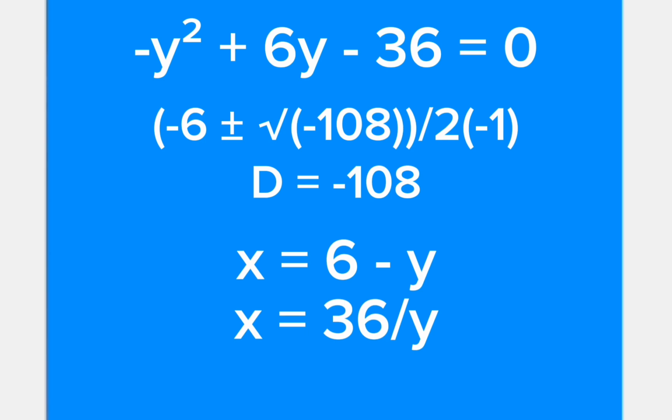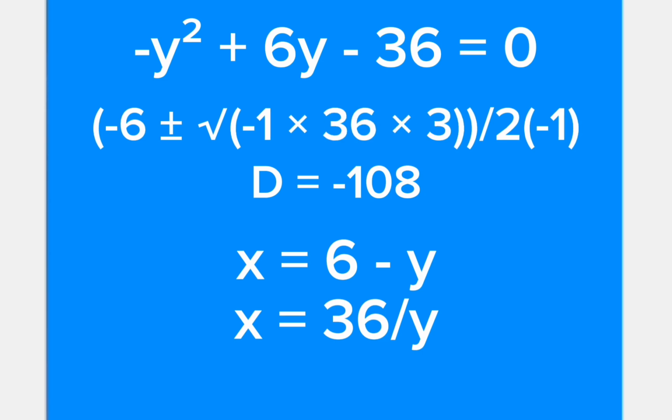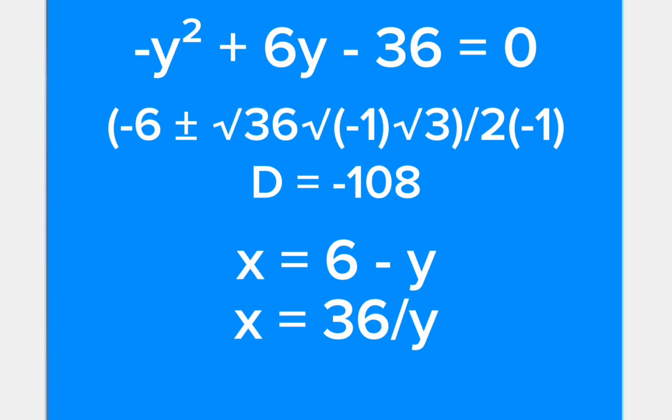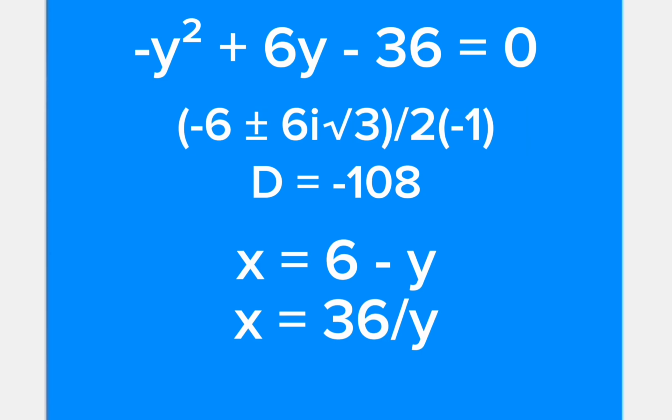We will first factor integers out of this minus 108, which is minus 1 times 108, and this 108 is 36 times 3. Now using the rule that the square root of ab is the square root of a times the square root of b, separate the roots. The square root of 36 is 6, and the square root of minus 1 is imaginary, or i, and we keep the square root of 3 just the way it is. Now we have 6i times the square root of 3. 2 times minus 1 is minus 2.